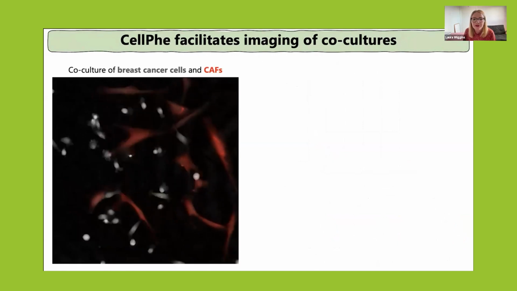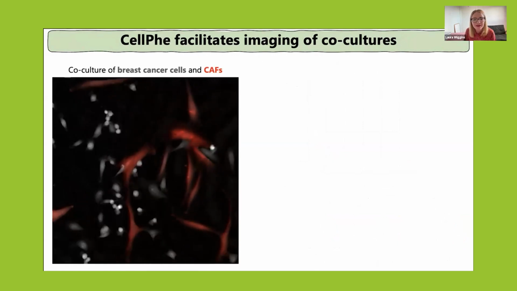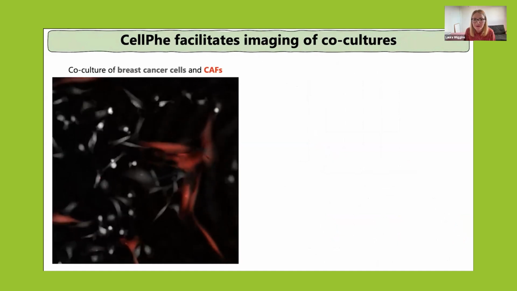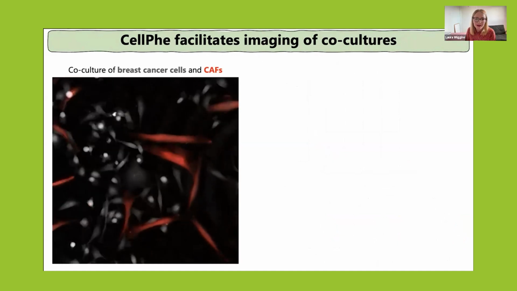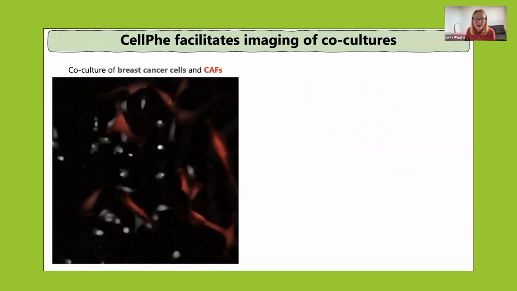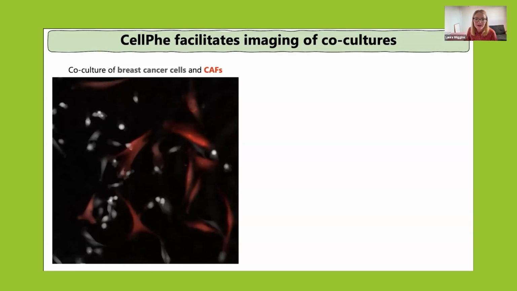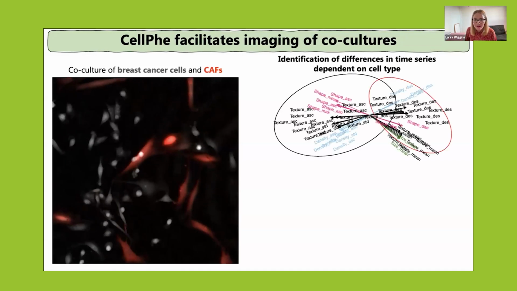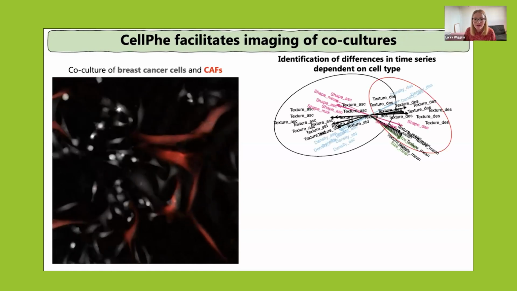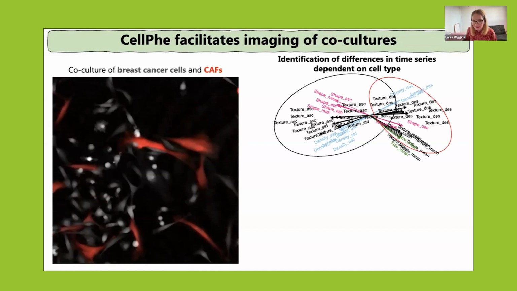The reason that people usually treat with conditioned medium rather than actually co-culturing cells is because it can be really hard to separate two cell types out after imaging. But we thought this would be quite a nice challenge for Selfie, to see if, just based on phenotypic metrics alone, we could separate out cancer cells and fibroblasts after imaging. And nicely, we were able to do that. So we were able to say which phenotypic metrics differed between cancer cells and fibroblasts.